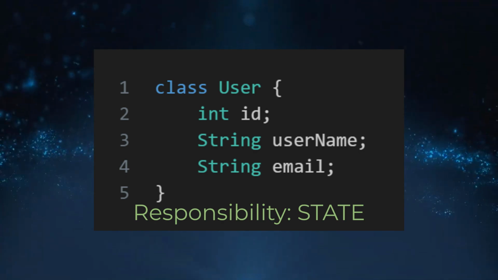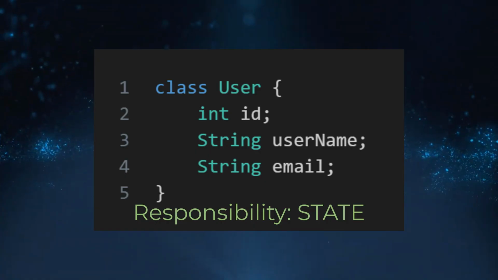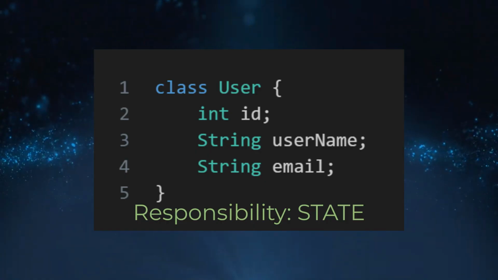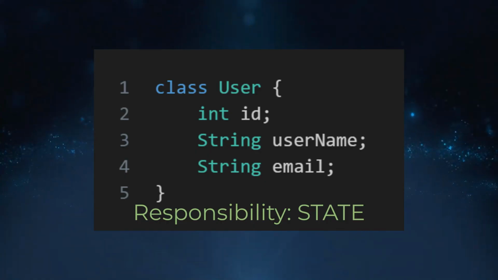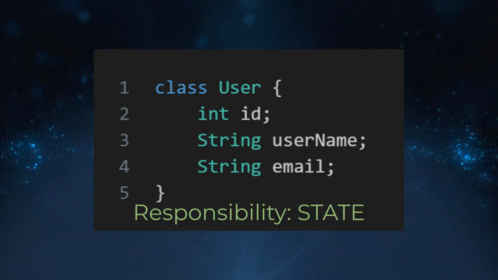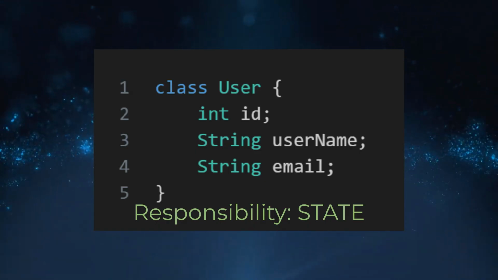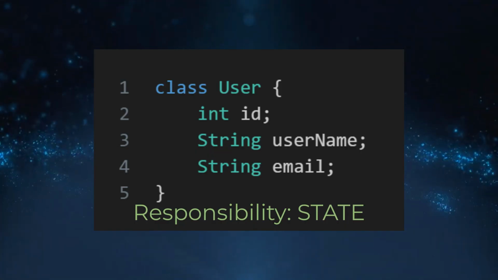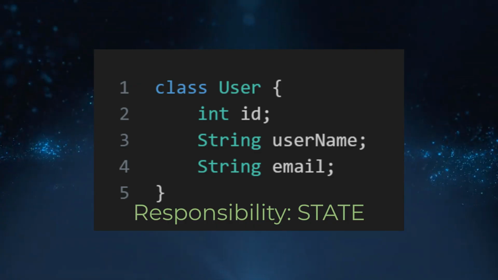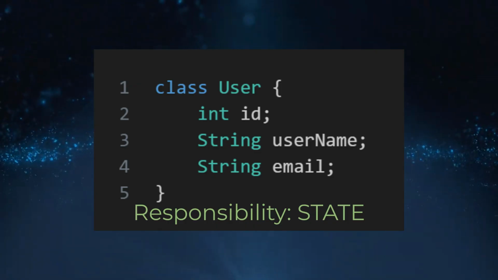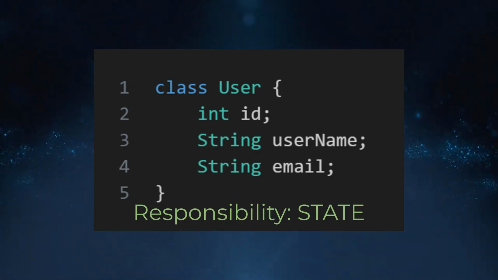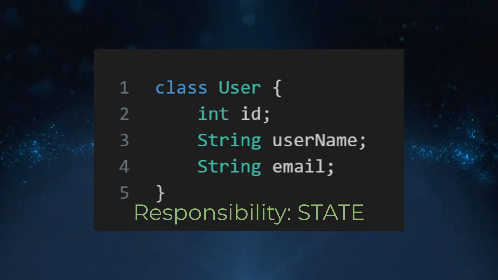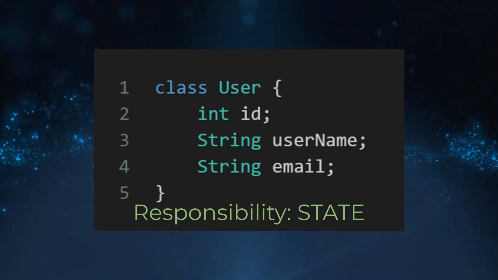Let's refactor this using SRP. First, we strip the user class down to its core responsibility, holding the state of a user. It should be a plain object containing only properties like ID, username, and email. It does not know how to save itself, and it certainly doesn't know how to send emails. It is just data.